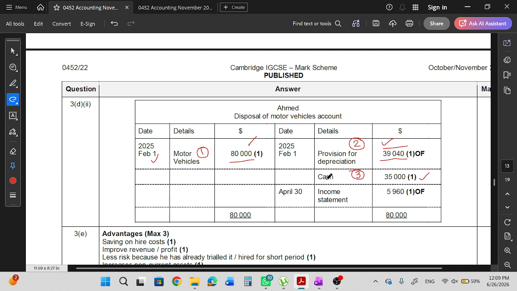There are three options: either bank, cash, or account receivable. If we are selling it on credit, then account receivable will appear where we are writing cash now. If we are taking a check, then bank will come over here. Otherwise, in this situation, we are selling this asset against cash. We are getting cash debit, and disposal account credit for 35,000.